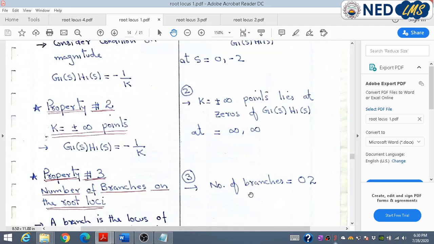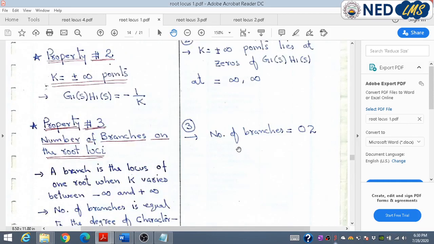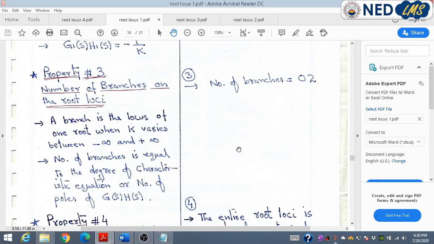Therefore we are not able to place finite zeros in our sketch. Property number 3 is the number of branches on the root loci. In this case, we have 2 poles. The degree of the characteristic equation is 2. Therefore, we have 2 branches.